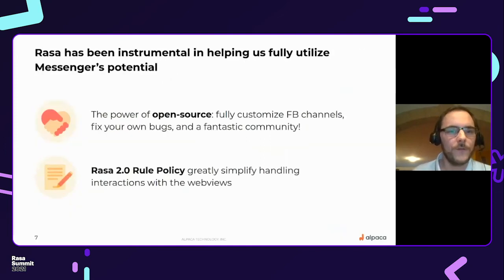For all of this, Rasa has been really instrumental in helping us fully utilize Facebook Messenger's potential. As it is open source, we could really heavily customize the code, not just Rasa actions, but also the Facebook channel. We could also contribute in fixing a few bugs on very new features. And finally, I think the community is really great. For example, the typing indicators I mentioned at the beginning, I adapted from a trick that Alejandro Betancourt shared in the Rasa Slack channel.